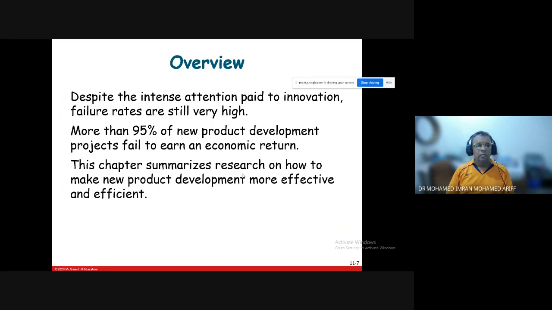Okay. More than 95% of new product development projects fail to earn economic return. So based on study, it says that 95% of new product development fails to earn an economic return.